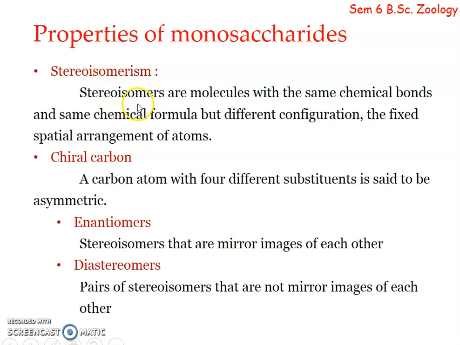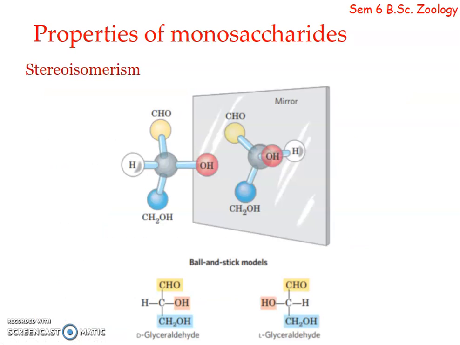Okay, stereoisomers are molecules with the same chemical bonds and same chemical formula, but different configuration. That is the spatial arrangement of atoms is slightly different. Okay, we can see with an example over here. So these are the stereoisomers. What happens over here? Here CHO, you can see, is the same, CH2OH is also the same. But there is a difference in the spatial arrangement of the OH group with respect to the main carbon chain. Okay, one is on the right side and the other on the left side.